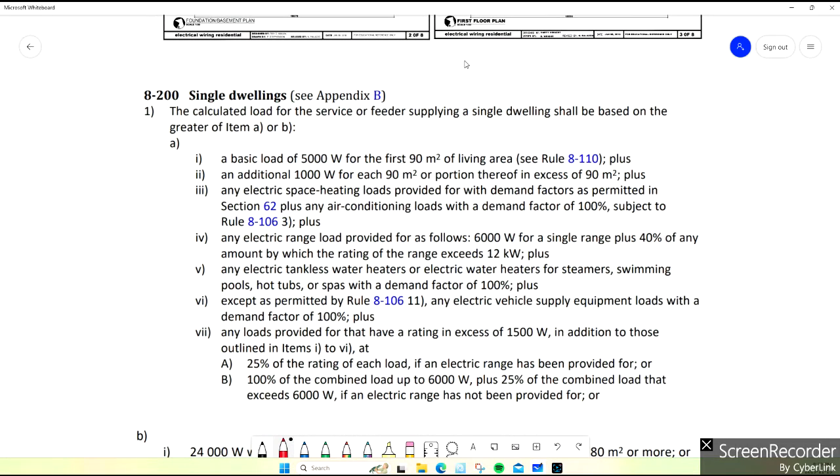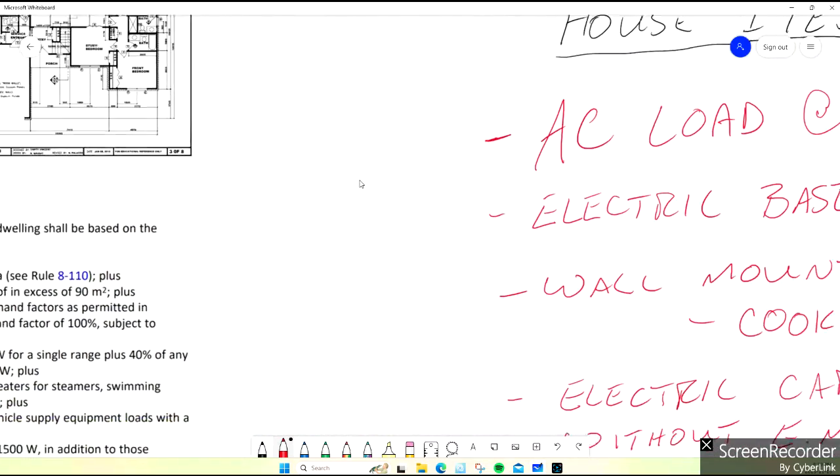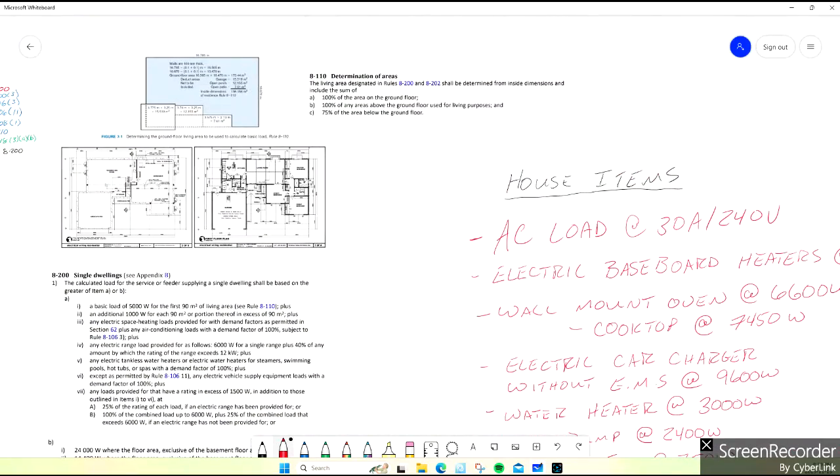Right, so Section 8, there's more to it than just 8200, but we're going to dial in and focus on this rule here. All right, so I'm just going to go through all the rules I have here, bounce around in the code book, talk about it, and then we'll go and do a service calculation, and I'll show you what we have coming up for that. So we'll just pretend that it's this house that we're doing.